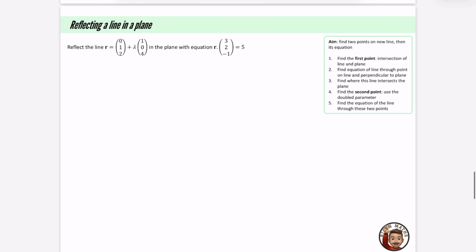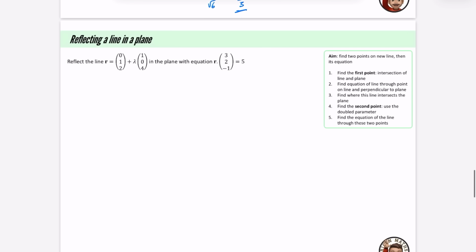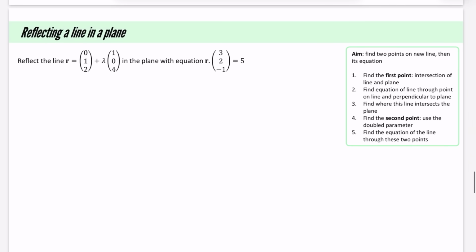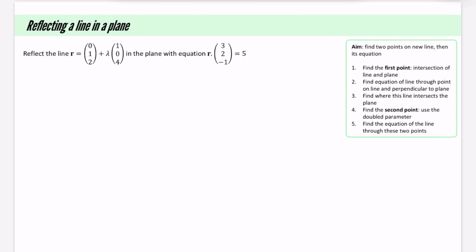We are on to the last skills example, which is reflecting a line in a plane, and then we will have a look at an example with some things to do with modelling. Now, the reason I've only done reflecting a line in a plane, you also do need to know how to reflect a point in a plane, but I talk about that in the middle section, this part here where we're finding a second point.